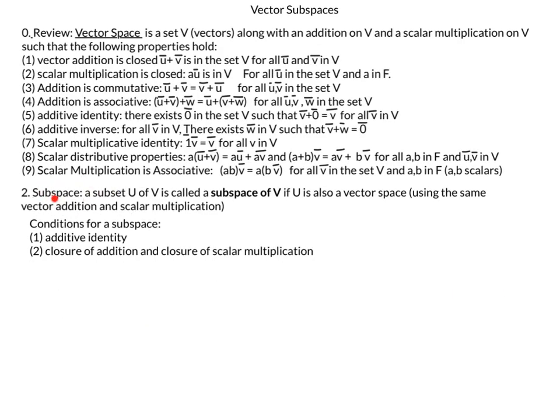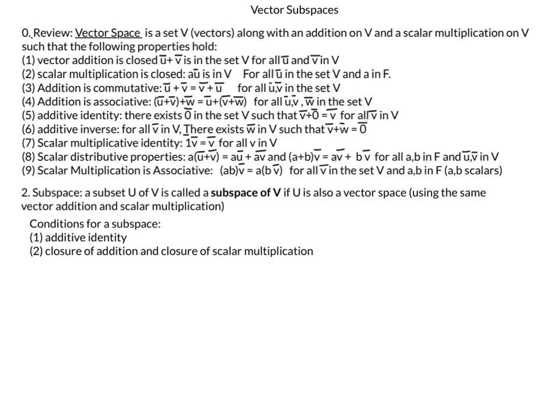The definition of a subspace is given here. A subset U of a vector space V is called a subspace of V if U is also a vector space. So the idea is we have a vector space V, so it's a set of vectors. Remember, V is a set of vectors along with our vector addition and our scalar multiplication. Now if we take a subset U of these vectors, we keep the two operations, our scalar multiplication and our vector addition, and if U is also in its own right a vector space, then we call it a subspace of V.